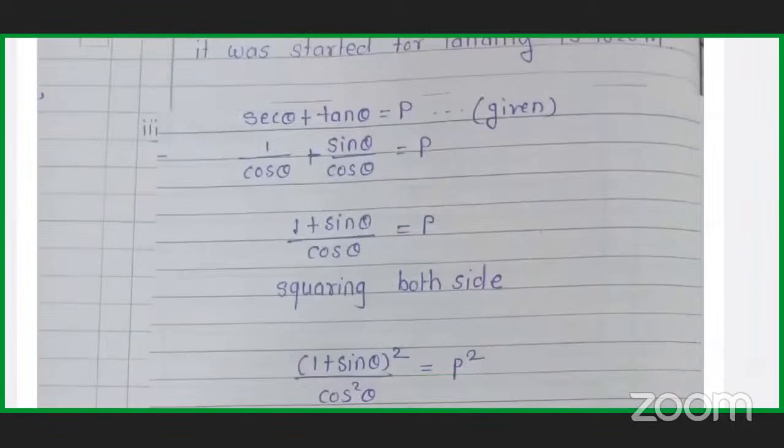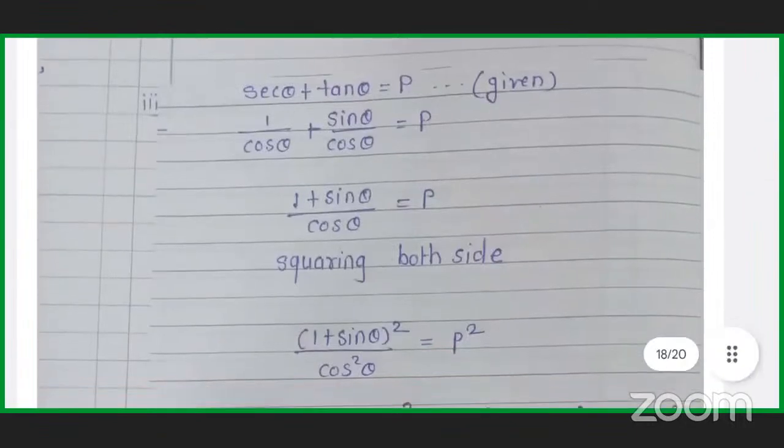Sec theta plus tan theta is equal to P. That is the given. And we have to show that P square minus 1 upon P square plus 1 is equal to sin theta. There are 2 or 3 methods, so here we start with the easy method. So sec theta is converted to 1 upon cos theta. Tan theta is converted to sin theta upon cos theta, equal to P. Here denominators are the same, so we just write 1 plus sin theta upon cos theta is equal to P.